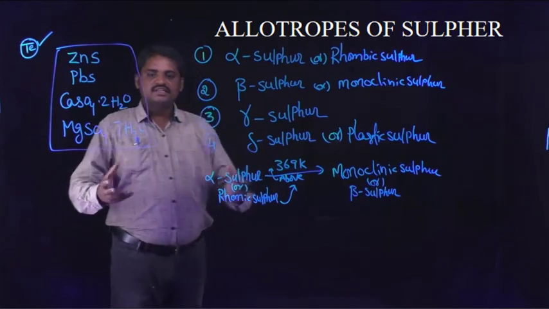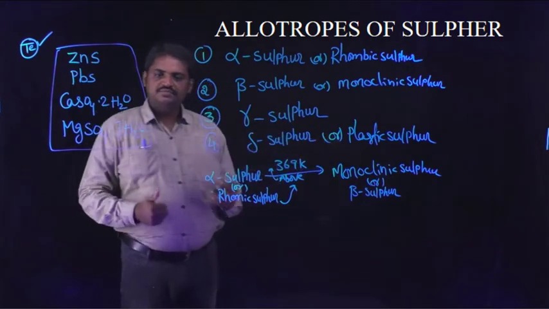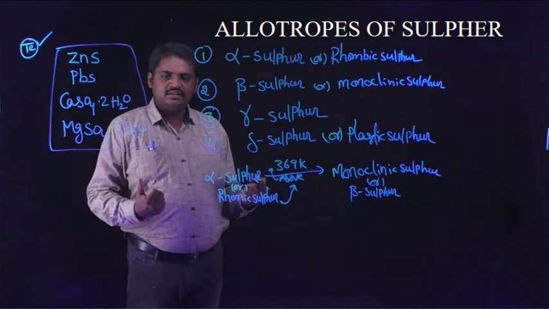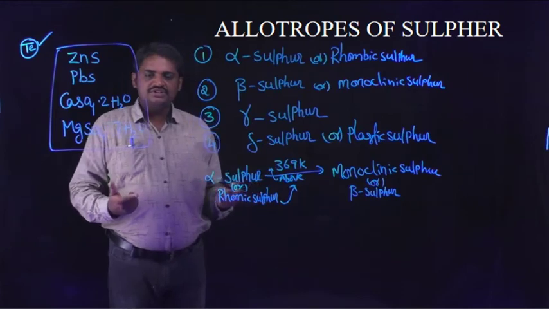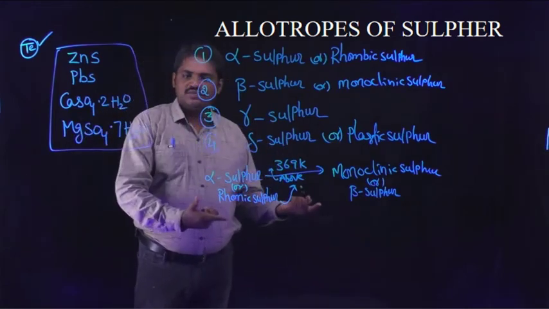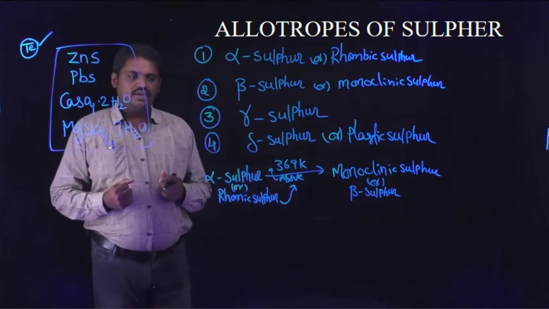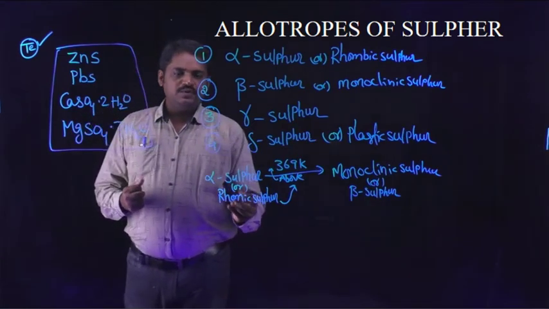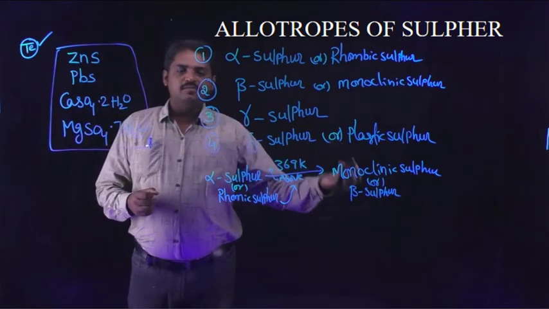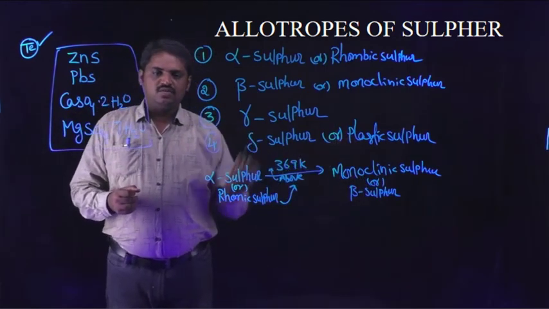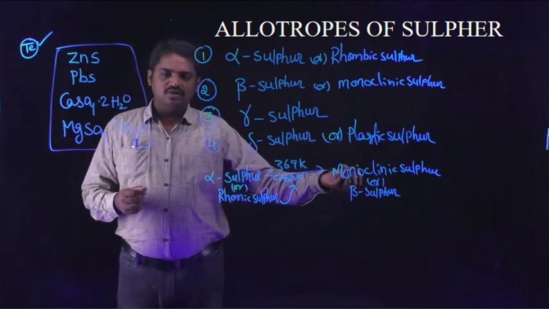Alpha sulfur at 369 kelvins is converted to beta sulfur, and then when 420 kelvins is applied, it is converted to gamma sulfur. When further heated, under high temperature conditions, it is converted to delta sulfur, known as plastic sulfur. Rhombic sulfur heated at 369 kelvins is converted to monoclinic sulfur.